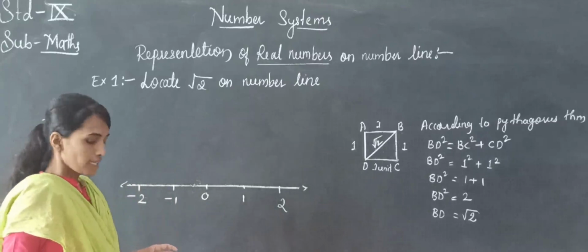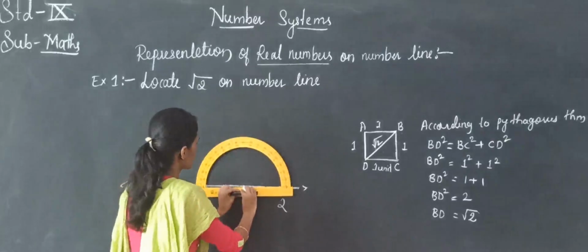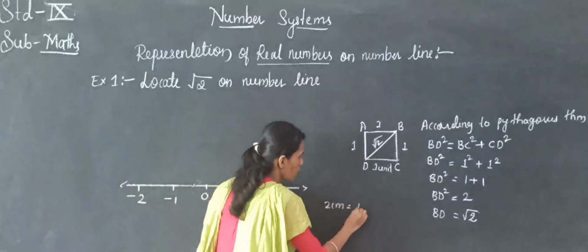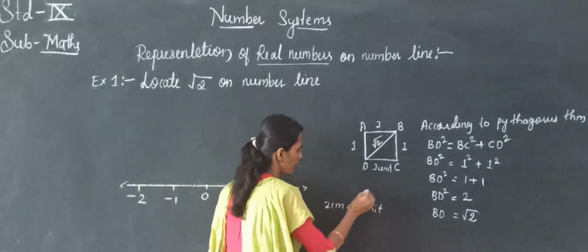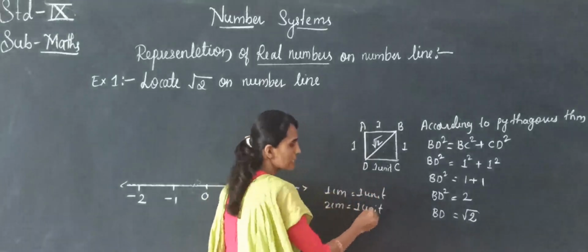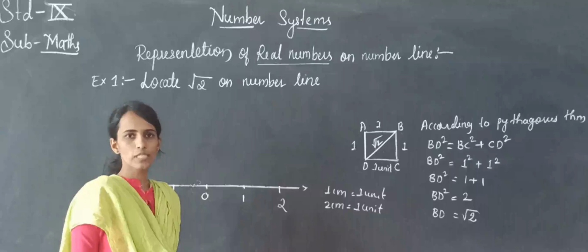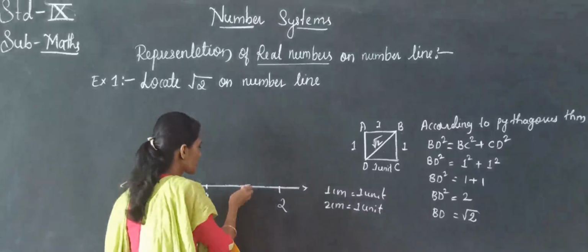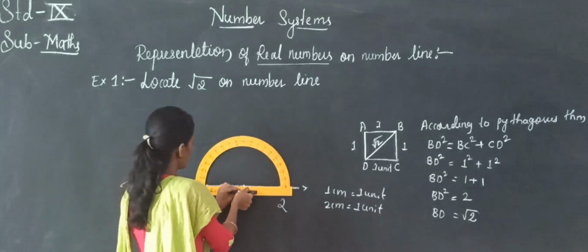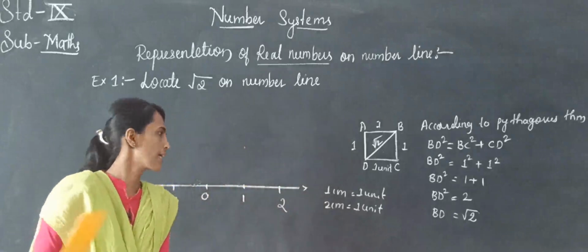If you are taking 1 unit, keep 1. If you want to take 2 centimeters equal to 1 unit, that is also okay. Otherwise 1 centimeter equal to 1 unit, whatever you can take. If you want it a little larger, better take 2 centimeters equal to 1 unit. There you have to mark 1. On that 1, you have to mark a 90 degree angle and join it.